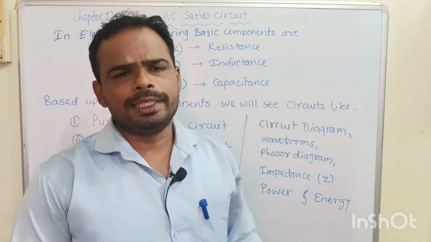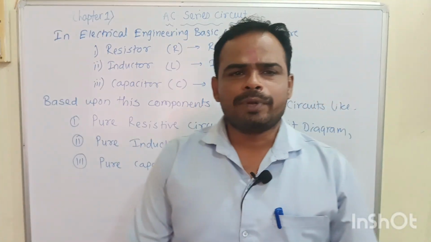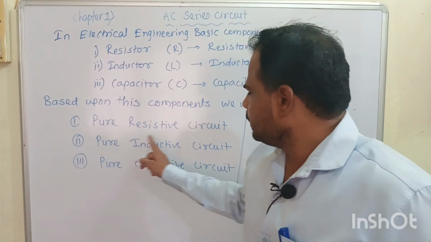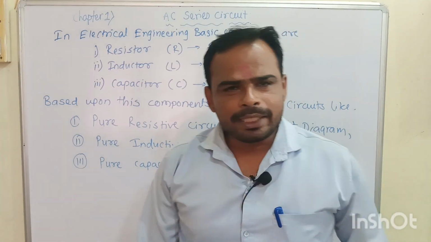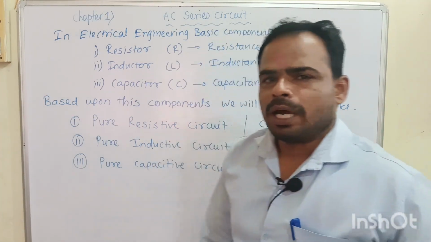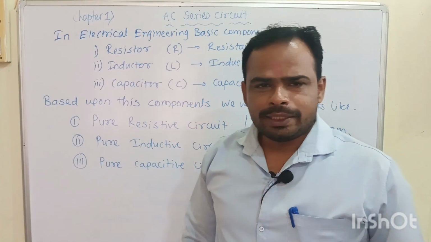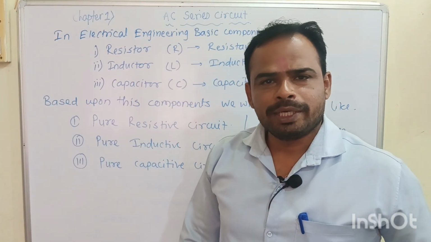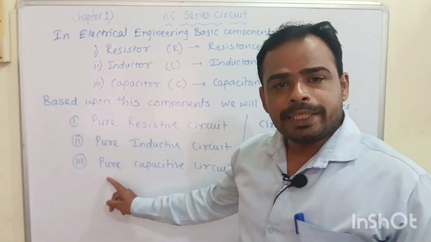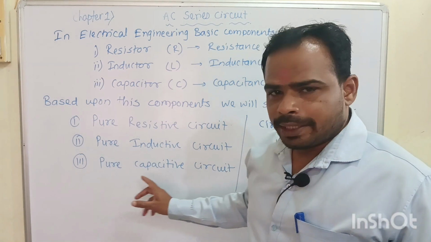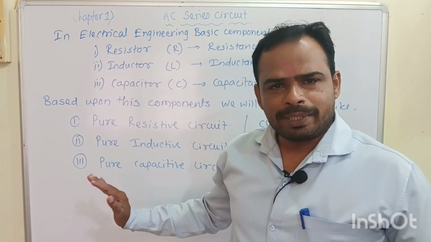Depending upon these three components, there are different electrical circuits. The first electrical circuit is pure resistive circuit. In pure resistive circuit there is only resistance. After that, pure inductive circuit. In pure inductive circuit there is only pure inductor. And the third type of circuit is pure capacitive circuit. In pure capacitive circuit there is only pure capacitance.